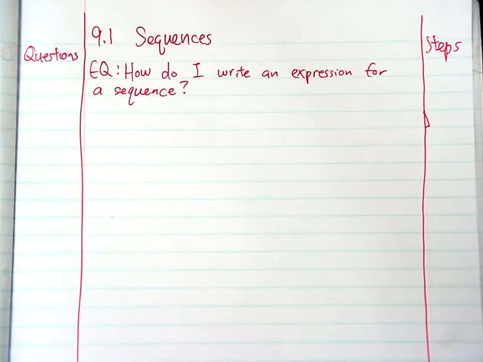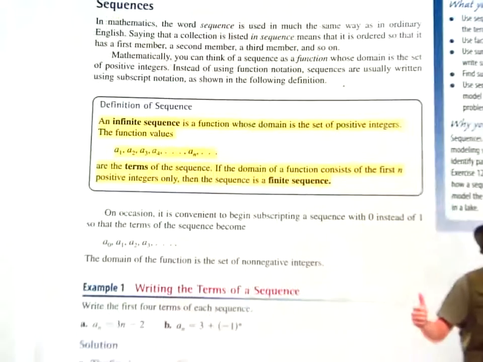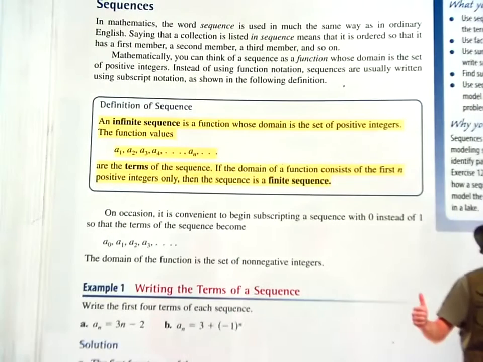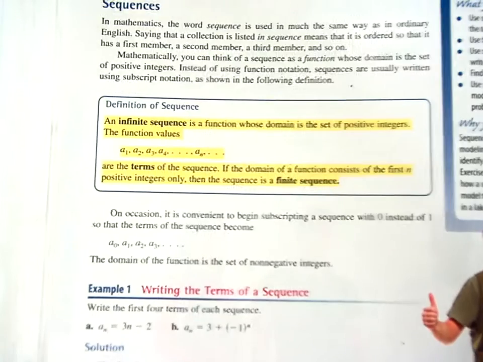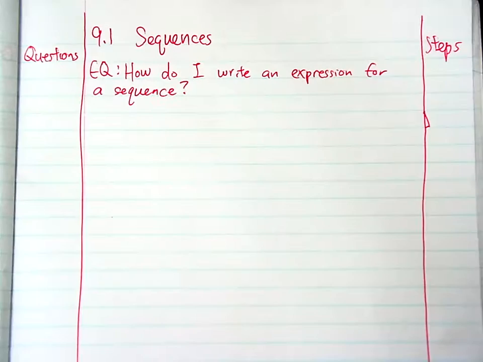It's called Sequences and Series, but we're going to start with 9.1, just sequences. Okay, before we start, please write down the definition of a sequence. And pretty much what a sequence means, it's a collection of numbers that has an order to it.